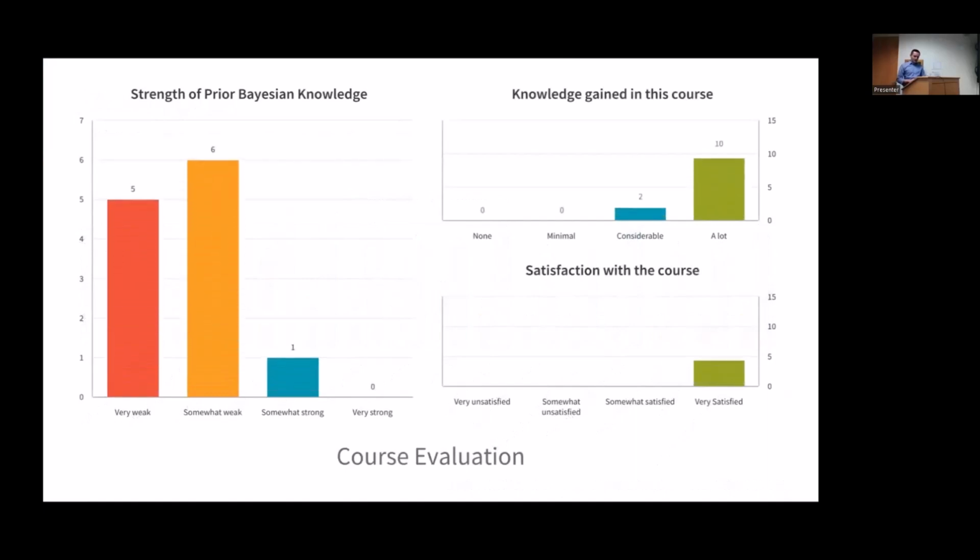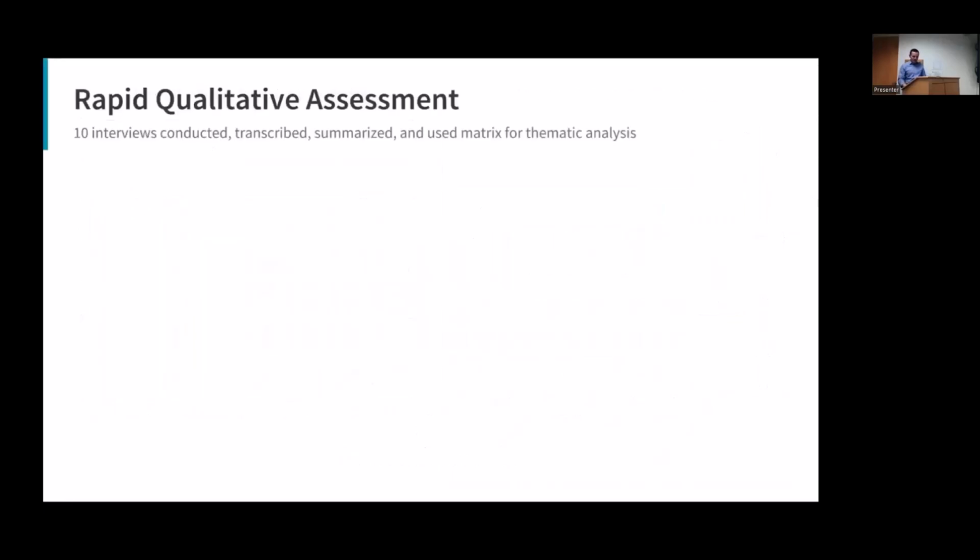Here are some of the evaluations of the course. Most of our faculty said that their prior knowledge in Bayesian reasoning was weak or somewhat weak. No one said it was very strong. And then most of them felt that they gained a lot of knowledge and they felt satisfied by this course.